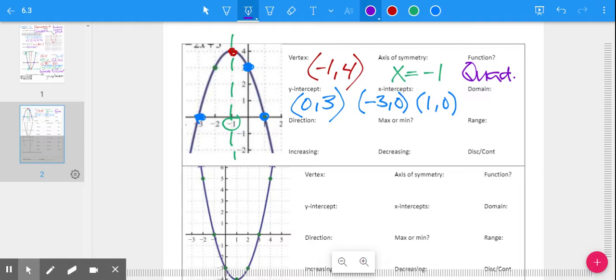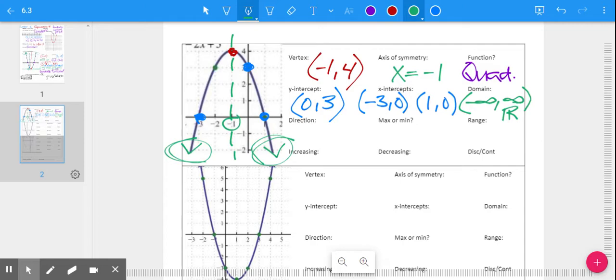All right, domain. So how far to the left does this line go? Infinity. How far to the right? Infinity. So our domain is negative infinity to positive infinity. Occasionally, like on the end of course test, you may also see it as that symbol, which means all real numbers.